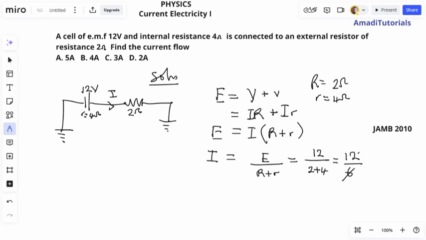which equals 12 divided by 6. 6 cancels into 12 twice, giving 2 amps. So the current flow I is 2 amperes. Option D. Thank you.